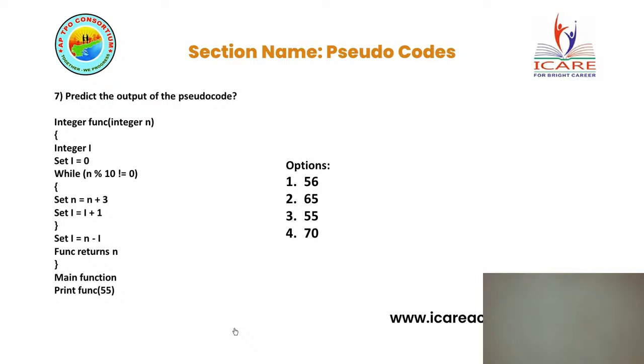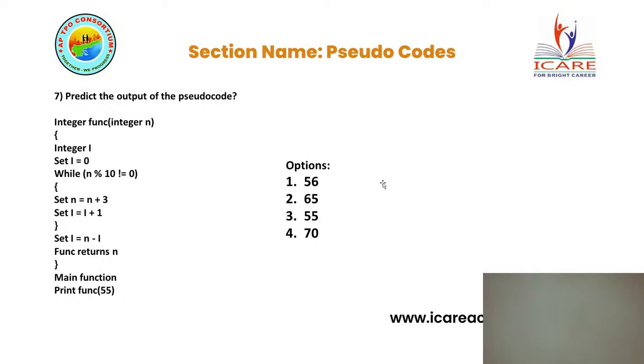Students, have you tried this? Predict the output of the pseudocode. Here we have an integer function, FUNC, with a while loop, and a main function. We all know that the program always starts at the main function.